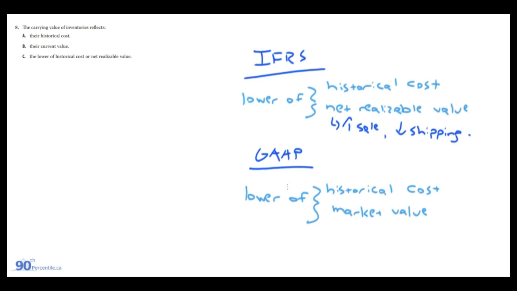Whereas under GAAP, it's at the lower of historical cost or market value. So it's a little bit different. Market value, easiest example would be an oil company where they have their inventories. Oil, obviously, and then there's an actively traded market for that. So once again, it's the lower of these two. So coming back to the question, the carrying value of inventories reflects C, the lower of historical cost or net realizable value.